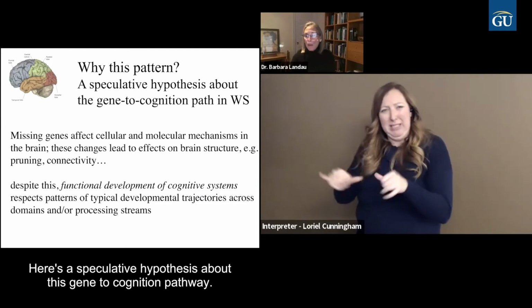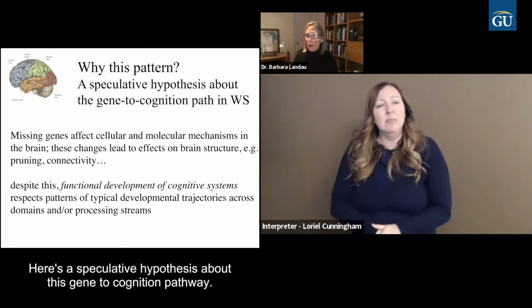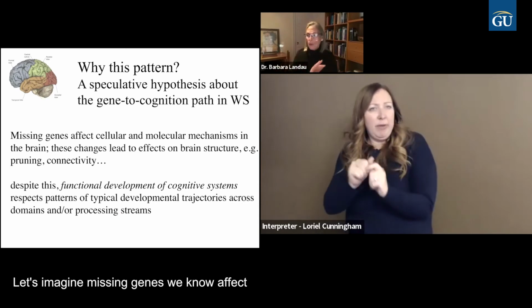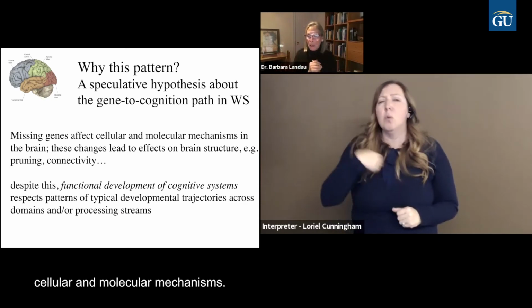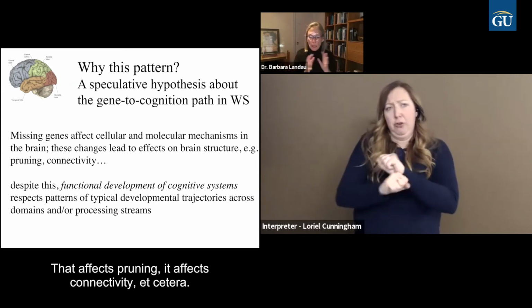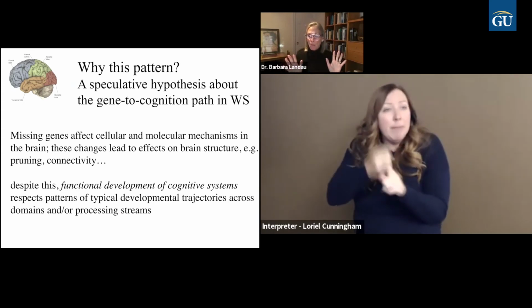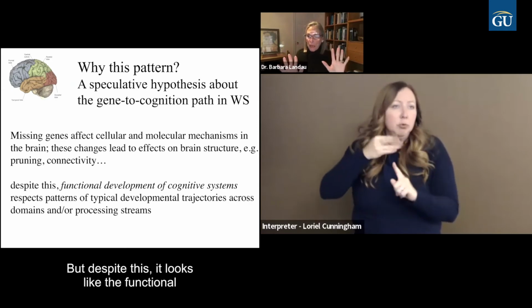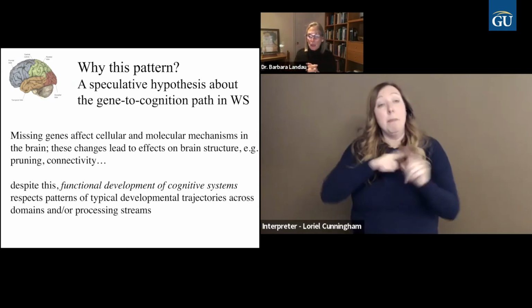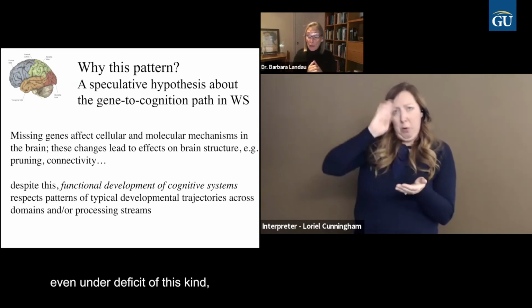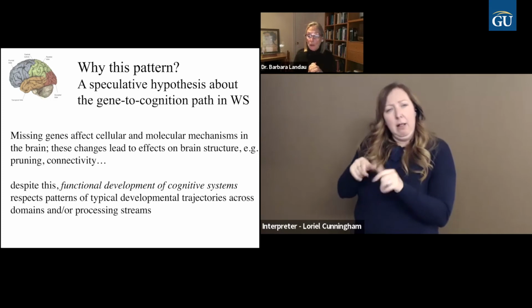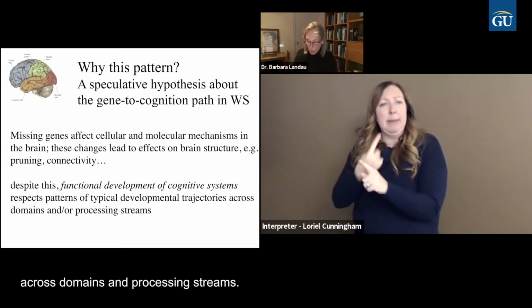Here's a speculative hypothesis about this gene to cognition pathway. Let's imagine missing genes we know affect cellular molecular mechanisms. They have effects on the brain structure. That affects pruning, it affects connectivity, etc. But despite this, it looks like the functional development of cognitive systems, even under a deficit of this kind, might respect patterns of typical developmental trajectories across domains and processing streams.